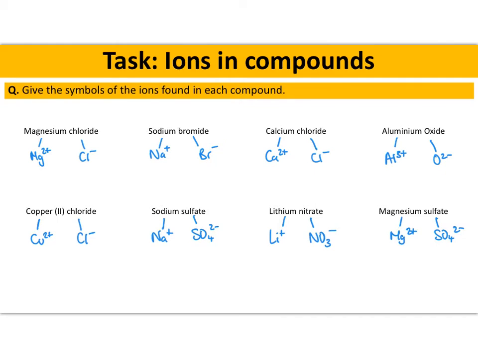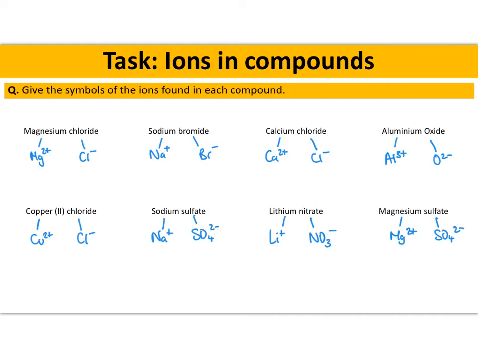Just to talk about aluminium oxide. Aluminium is in group 3, so if it forms an ion, it's going to be a 3+ charged ion. Oxygen is in group 6, so the oxide ion is going to be 2-, because it would have had to accept 2 electrons to get its full outer shell.